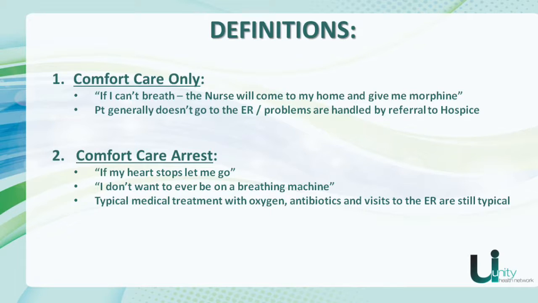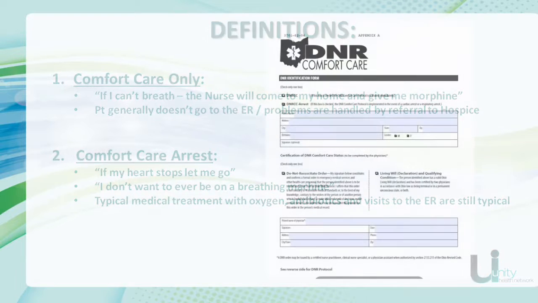The more common category that we're going to use in the office is comfort care arrest. This is a patient who's at a point in their life where they would say, if my heart stops, no CPR, go ahead and let me go. I'll often cover with the patient also whether they would wish to be on a breathing machine.